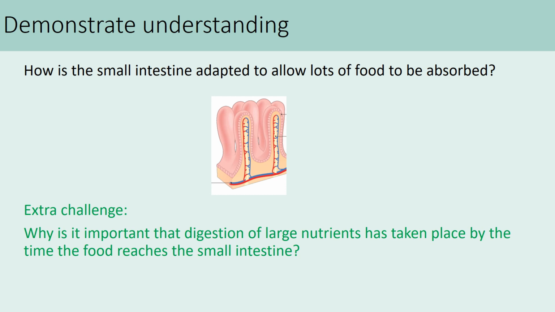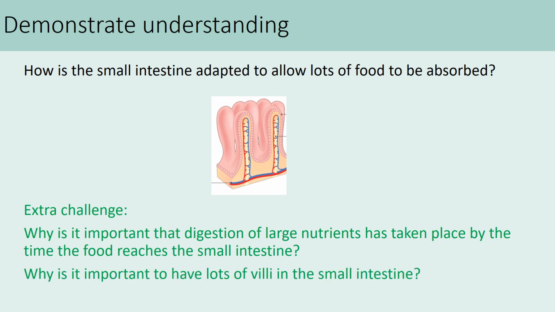Why is it important, for the extra challenge question, why is it important that digestion of large nutrients has taken place by the time the food reaches the small intestine? That's just so that it's able to diffuse across or move across into the villi. Okay. Oh, there was another question. Why is it important to have lots of villi in the small intestine, increasing this area?